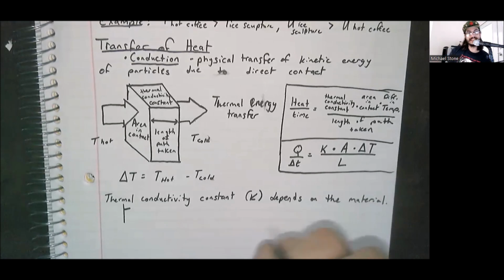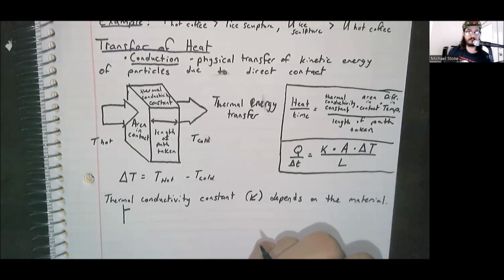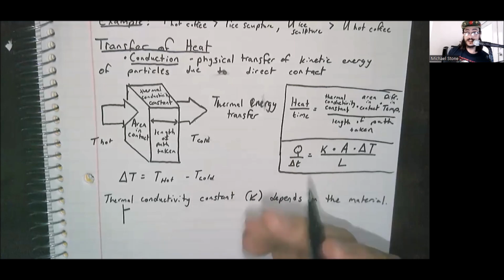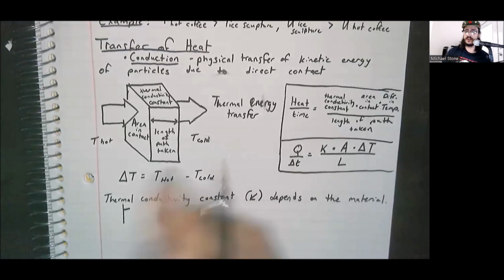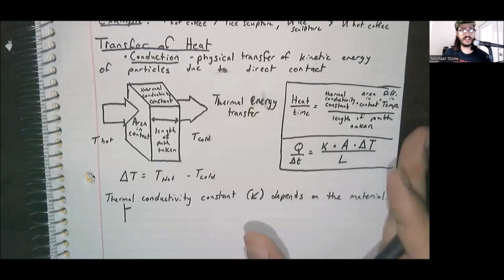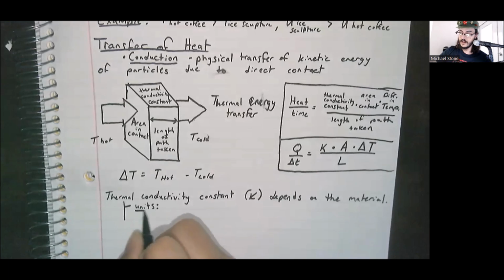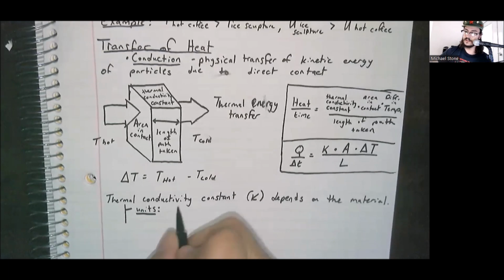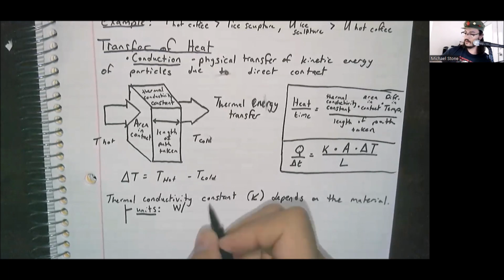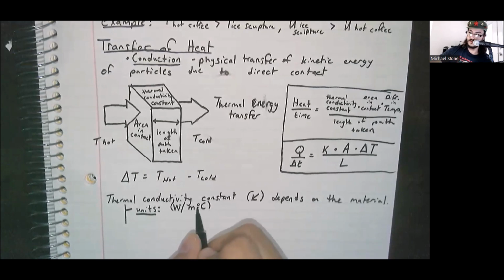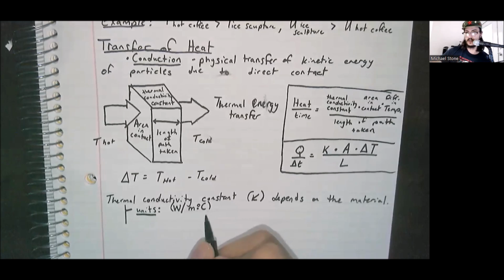Again, good insulators like foam or air are going to have very low values for this. Good conductors like metals are going to let that heat absolutely tear through them, and that'll give you a higher value. Our units for the thermal conductivity constant are going to be watts per meter degree Celsius. That's meters times degrees Celsius in the numerator.